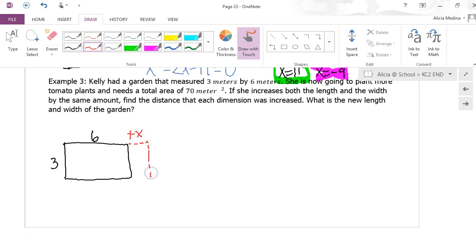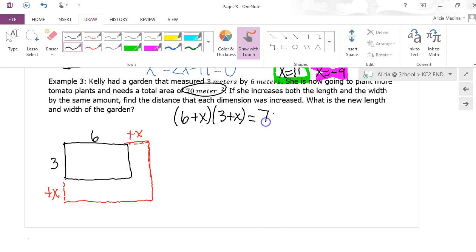And that's going to be all of this, but then I want to add a little bit more on this side. But again, it's the same thing, so I'm also going to add x, right? It's like a uniform pathway all the way around. So now the size of my rectangle is a little bit different, right? I have an x plus 6 plus x and a 3 plus x. Not going to change the way I set this up, right? I still am going to use those two binomials, 6 plus x times 3 plus x, right? Equal to my area, which was 70 meters squared, so equals 70.